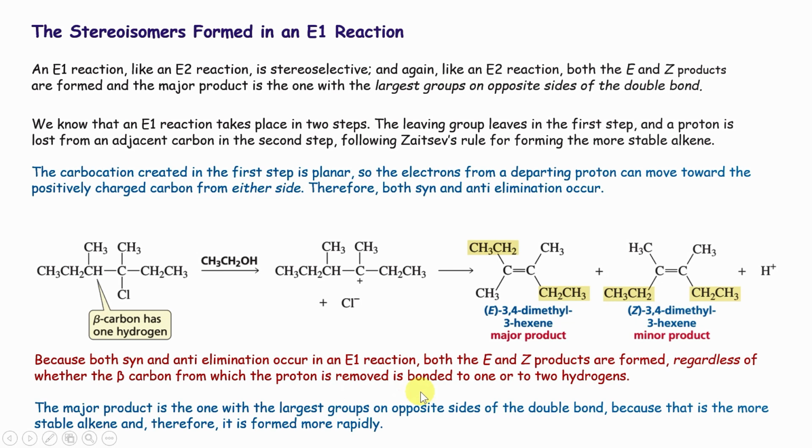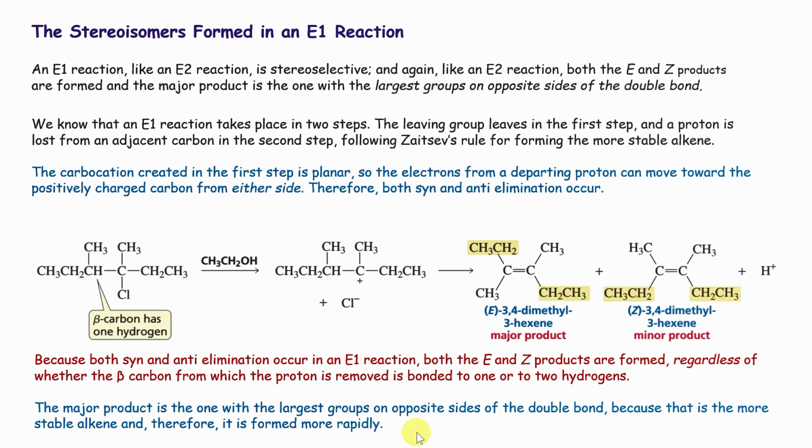Here both the E and Z isomers are obtained because both syn and anti-elimination occur, regardless of whether the beta carbon from which the proton is removed is bonded to one or two hydrogens. But the major product is the one with the largest group on the opposite side of the double bond, because that is the more stable alkene and therefore it is formed more rapidly. That is the stereoselectivity in the E1 reaction.